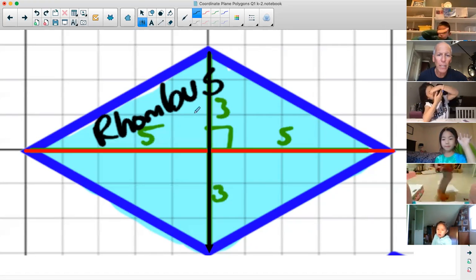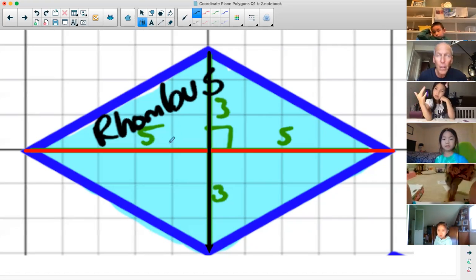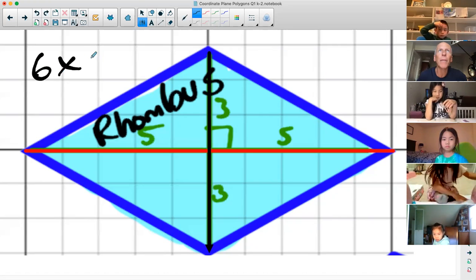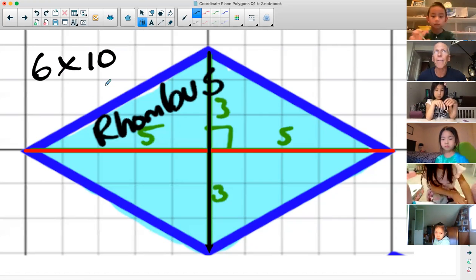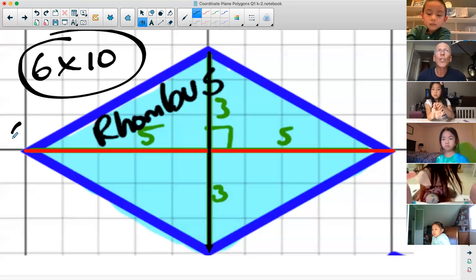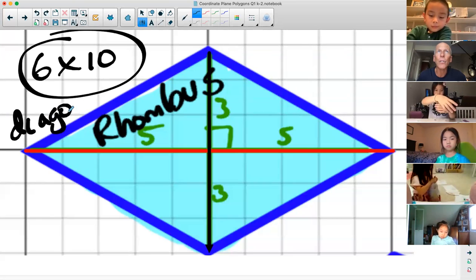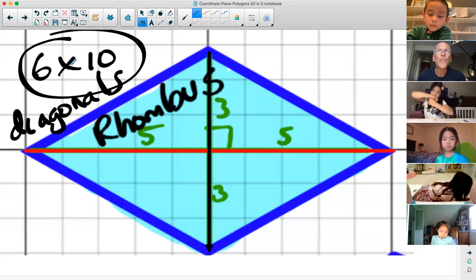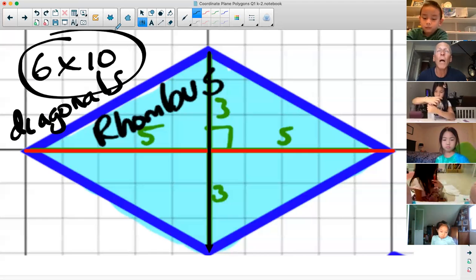And I want to see, and Larry, are you counting? Are you going to see how big the red one is? Valerie's got her hand up. Valerie, what do you think? 6 by 10. Oh my gosh. Everybody write that down at their rhombus. The two diagonals are 6 by 10. That was amazing. That was really, really well done.